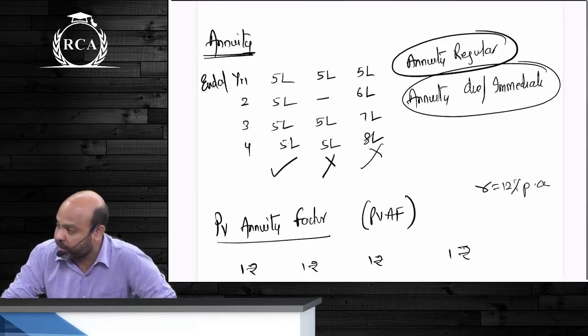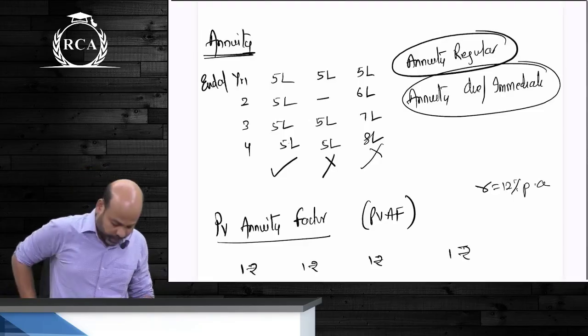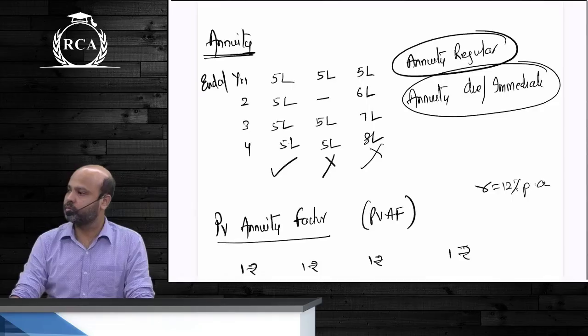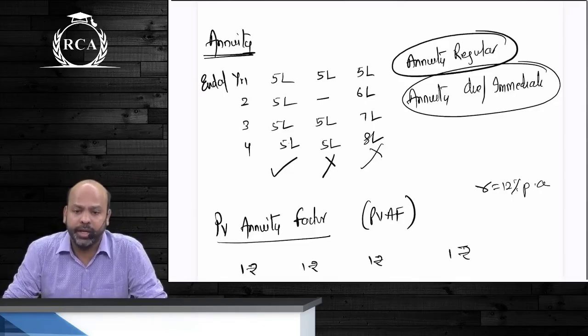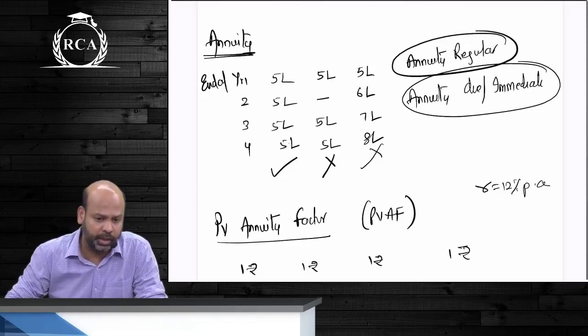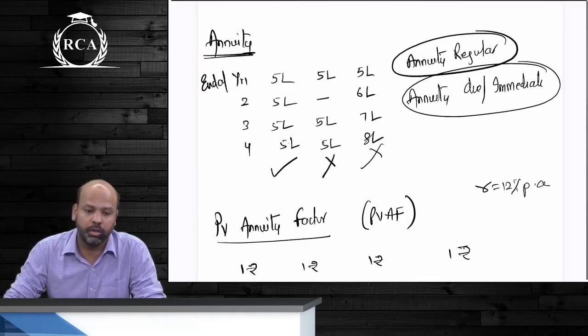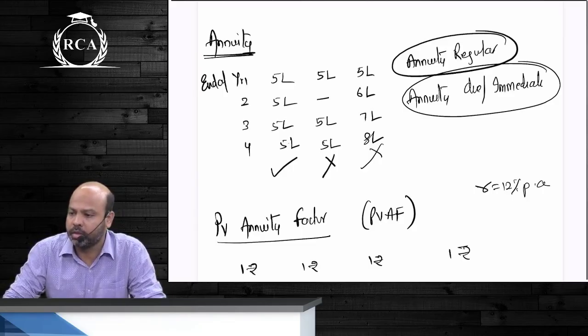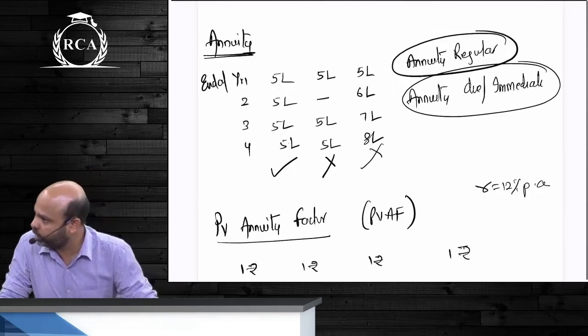And if the cash flows arise at the beginning of each period, it will be annuity due or immediate. By default, it will be annuity regular.